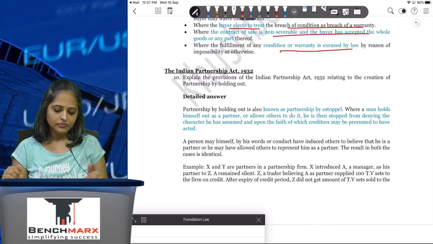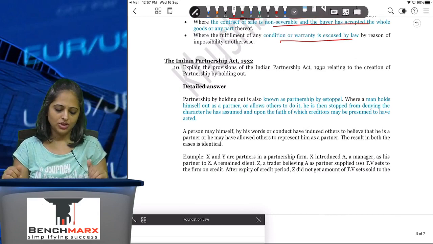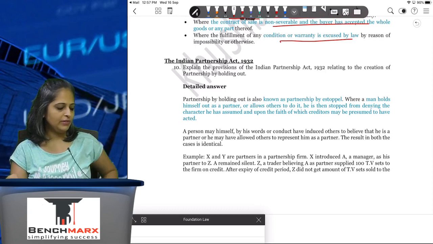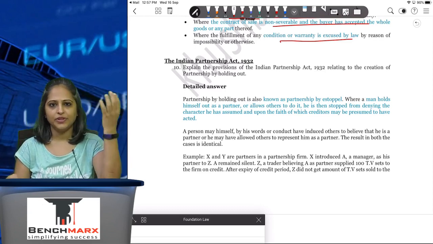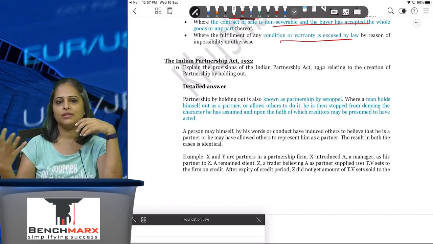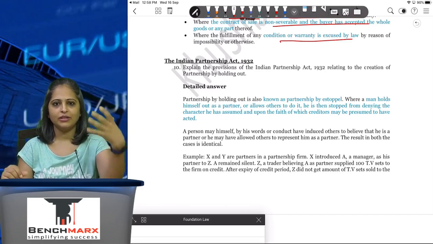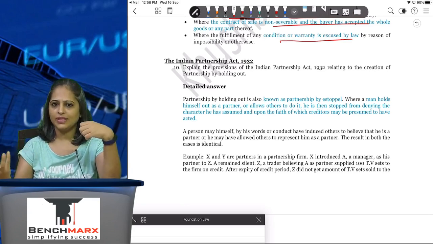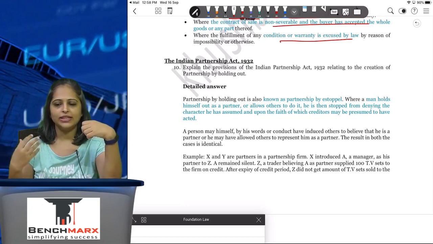Now, coming to the Indian Partnership Act, explain the provisions of Indian Partnership Act relating to the creation of partner by holding out. Partner by holding out is basically a person who is not the partner of the firm, but he shows himself as a partner of the firm. Partner by estoppel is the other name which is being given to it. So he himself or some third party shows that he is a partner of the firm, and he acts as if he is a partner of the firm.